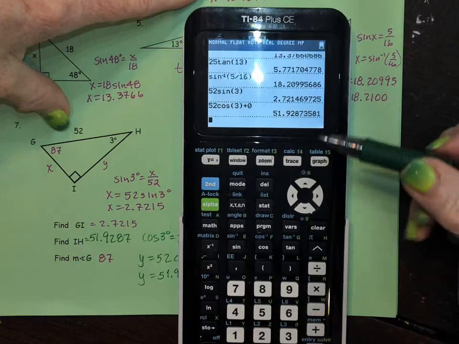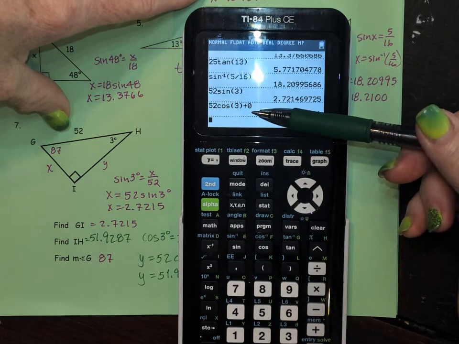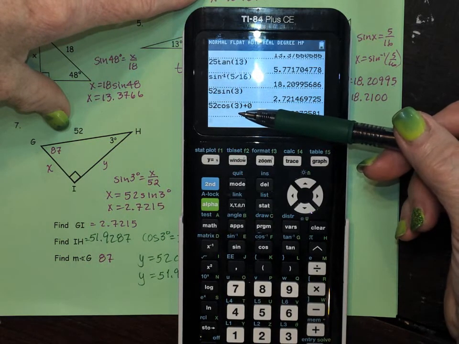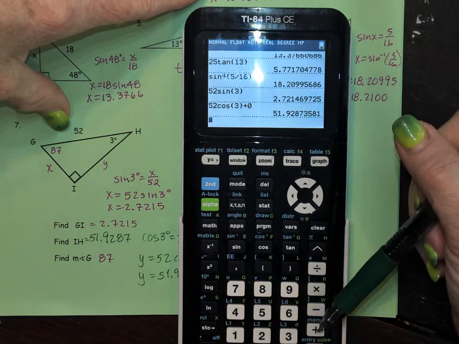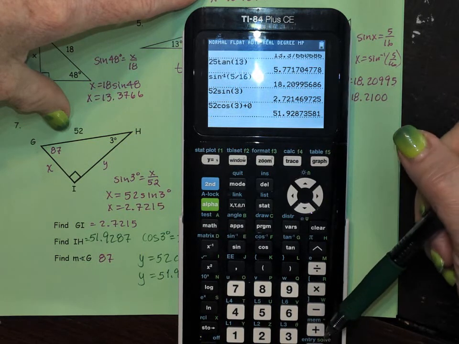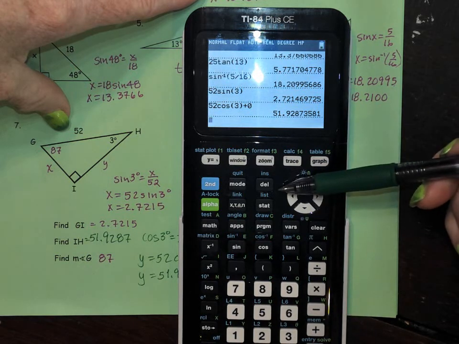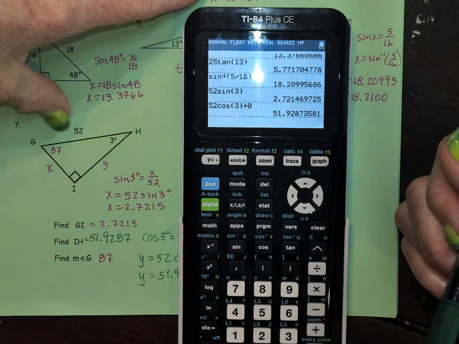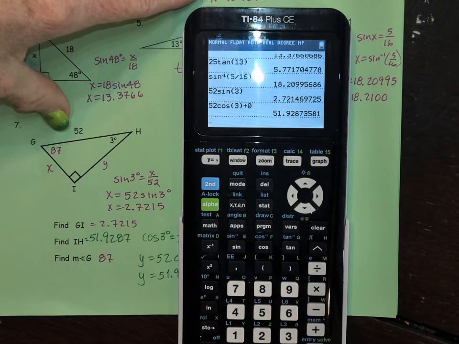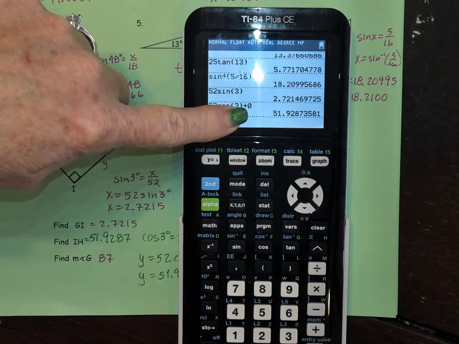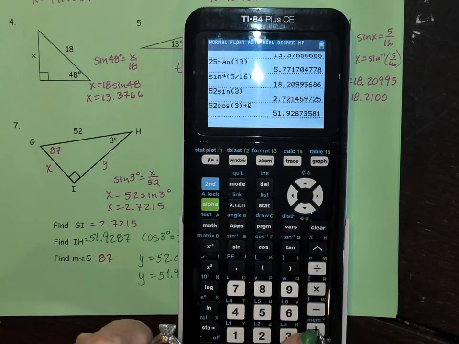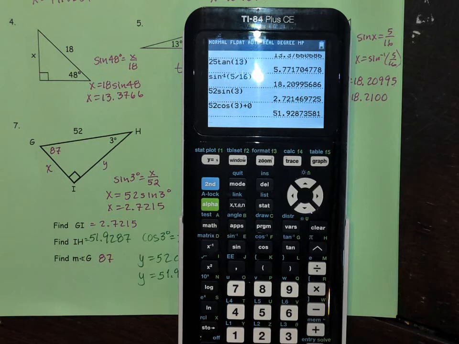Some of you might be wondering why I put a plus zero here. I realized when I typed the parentheses, I must have tried to hit enter, but I hit the plus instead. So rather than go back and delete, I just hit plus zero because adding zero to something doesn't change its value. It's just faster for me to type a zero and then hit enter.